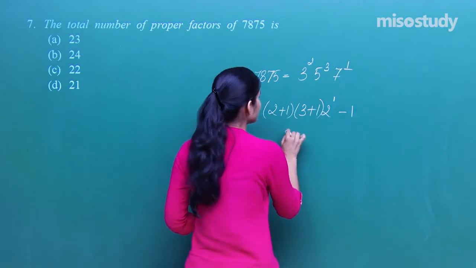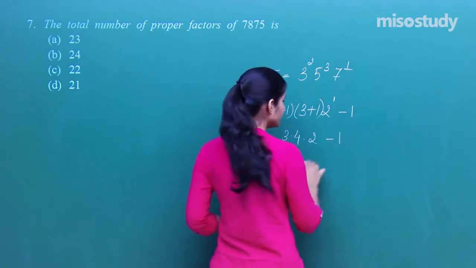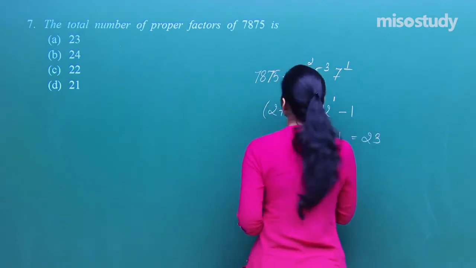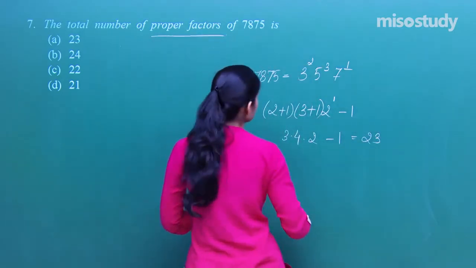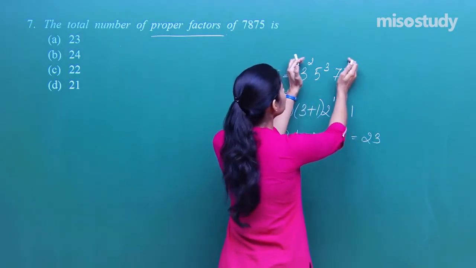So you basically get 3 into 4 into 2 minus 1. So you get 24 minus 1, that is 23. But the question is about proper factors. This is the total number of factors. That means one of the ways of choosing is choosing all of them.